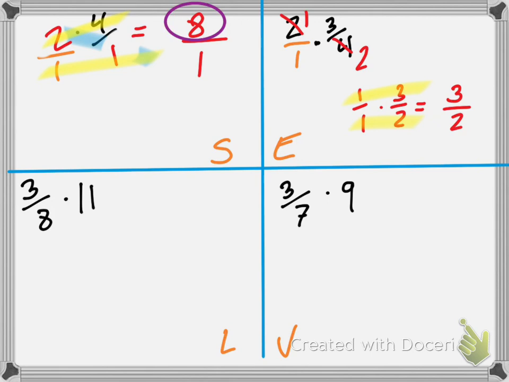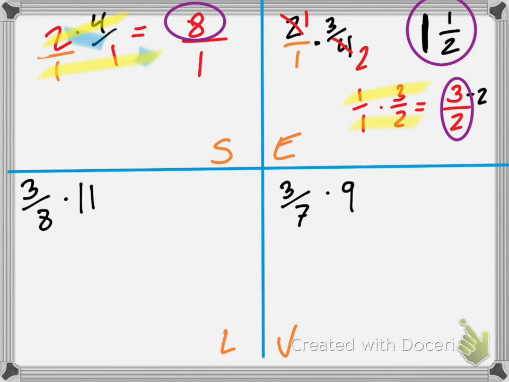I get 3 halves. But that's improper. I want to make it into a mixed number. Amelia, how many 2's fit into 3 without going over? 1. We already know I'm going to keep my denominator the same. 1 times 2 was 2. I'm going to take it away from my numerator. What's 3 minus 2? 1. Perfect. I get 1 and a half, which is the exact same as 3 halves. Those are the same things.